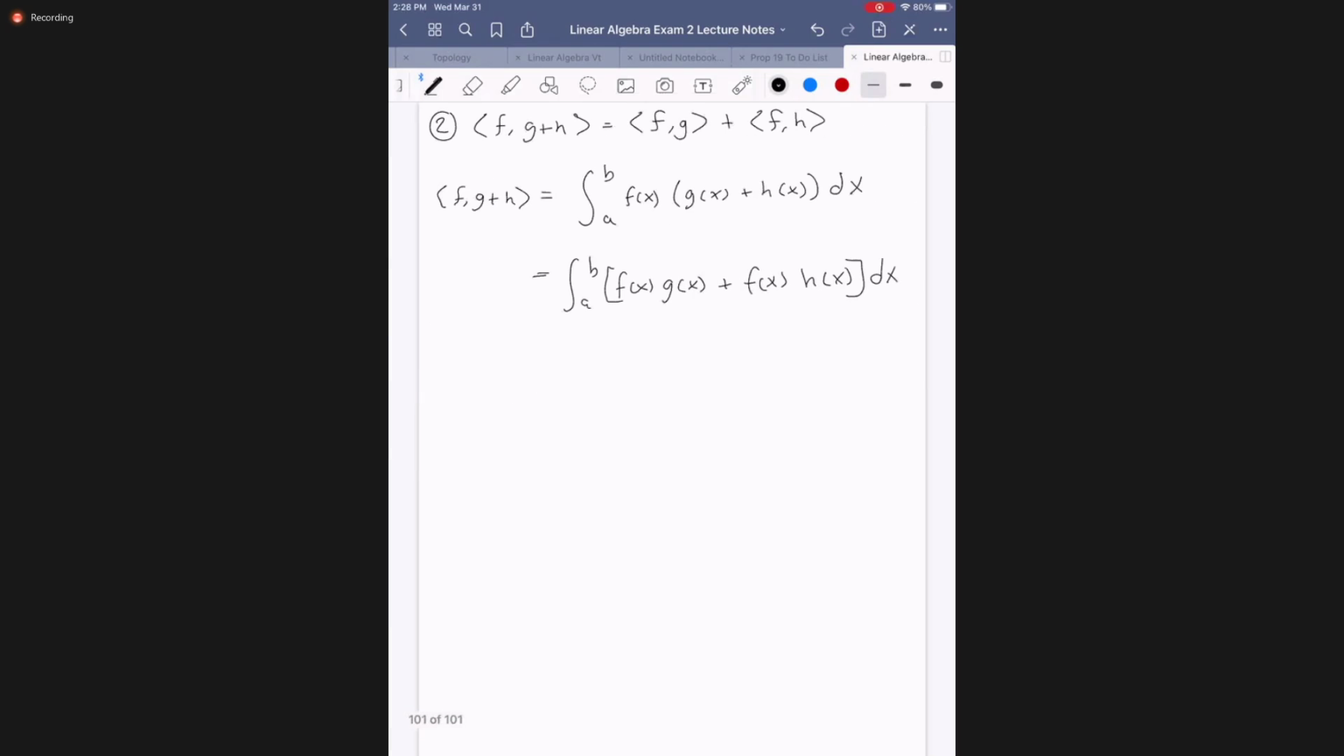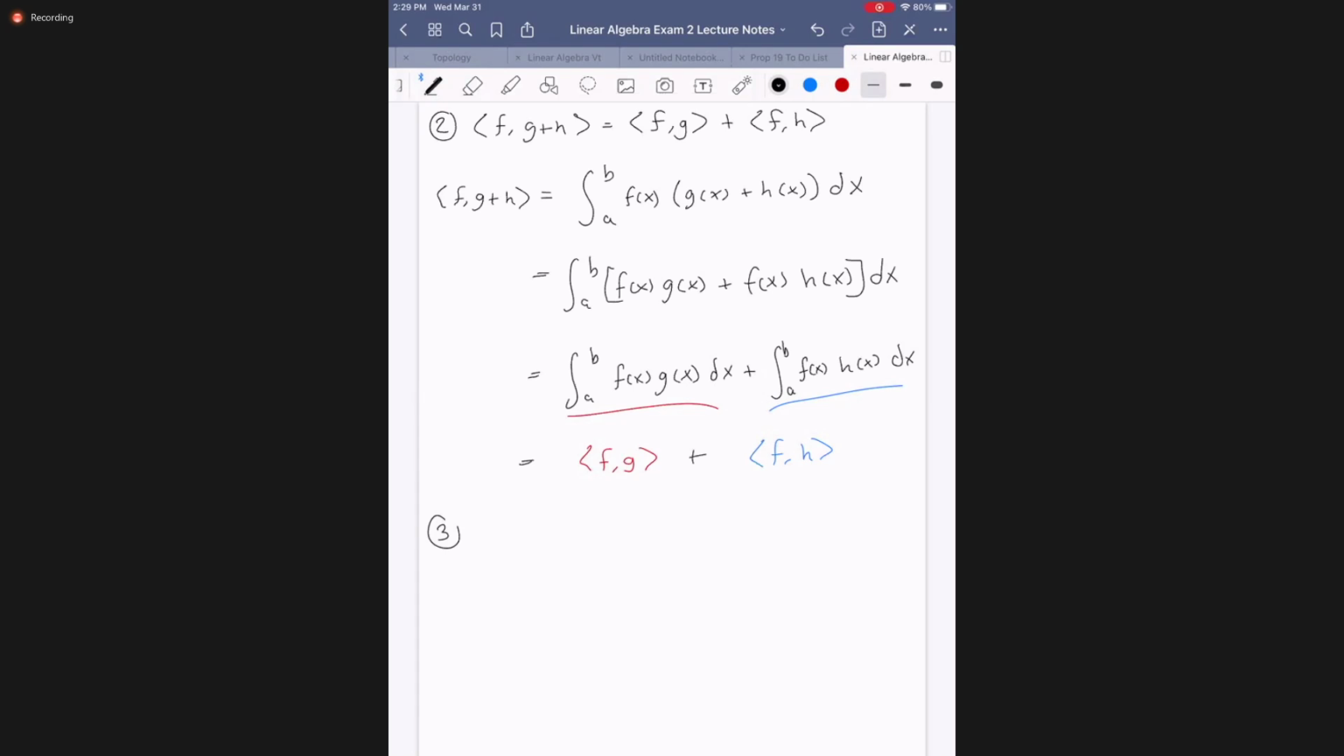Okay, perfect. So now this is going to equal the integral from a to b of f of x g of x dx plus the integral from a to b of f of x h of x dx, right? So this thing right there is just the inner product of f and g. This thing right here is just the inner product of f and h. And so we showed it. Perfect.